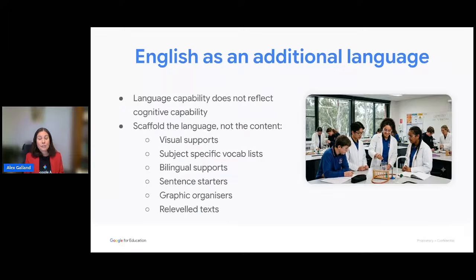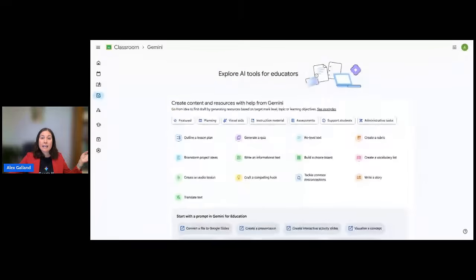And for these students, they really benefit from visual supports, from subject-specific vocabulary lists, from bilingual support, so support in their native language. They benefit from sentence starters and from the use of graphic organizers, and also from re-leveled texts. So let's have a look now at how we might again use some of those great starting points in Classroom with Gemini to meet the needs of EAL students and teachers.